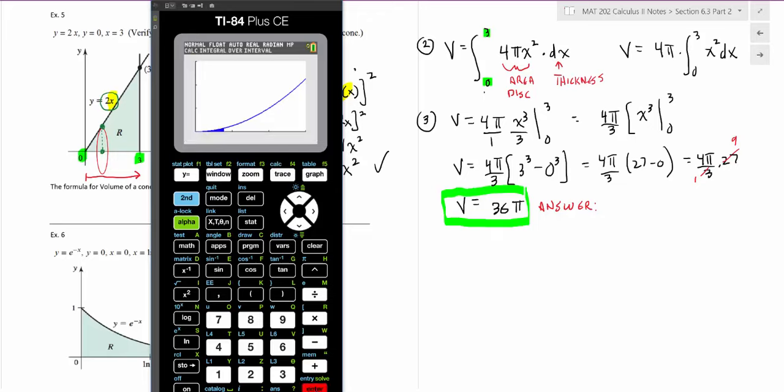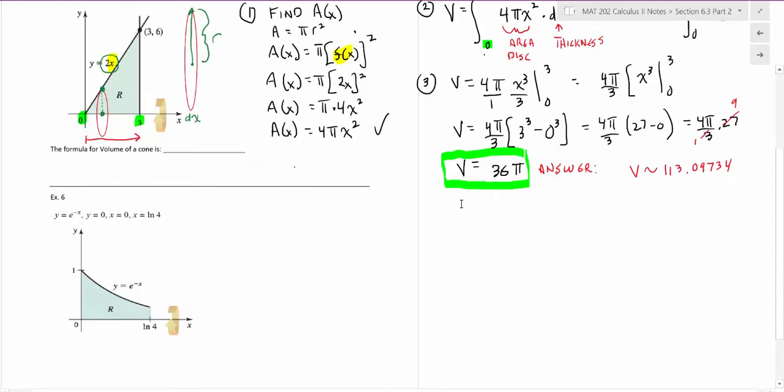It's going to shade. I just think that is so cool when I see that thing shading. That is just so awesome to me. So that gives an approximate answer, the volume would be approximately 113.09734. So if I went through now and took our answer, which is 36 pi, that should work out to be the same thing. Let's find out. Okay, and it does. It's the same thing. So technology verifies we have a correct answer on the problem. All right, nice example.